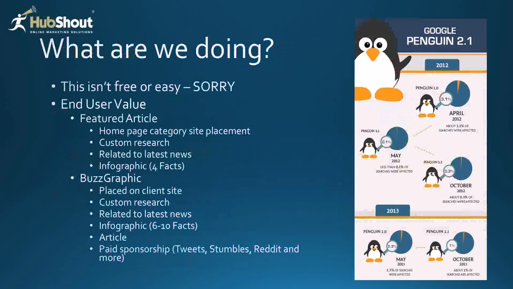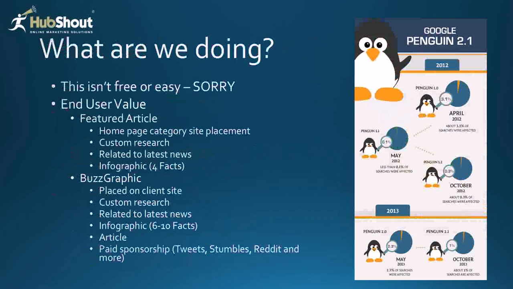The second product that we've rolled out is what we're calling the buzz graphic. Again, it's a little different here, because the buzz graphic is actually placed on the client's website. And what we do is, again, we do custom research. We do more custom research. This one really can be very targeted to the client, is more focused on what that client wants to write about, because it's on their website. But again, it needs to be newsworthy, so it has to connect into some other content going on.